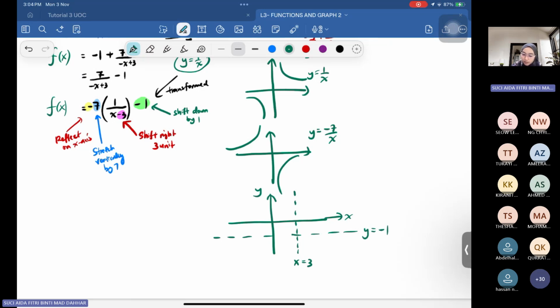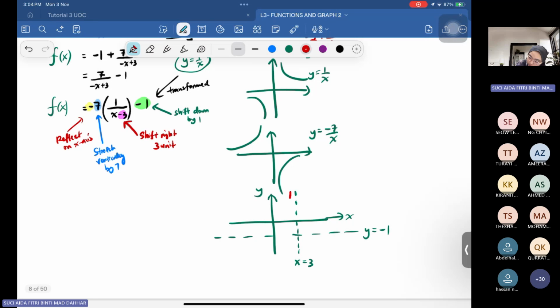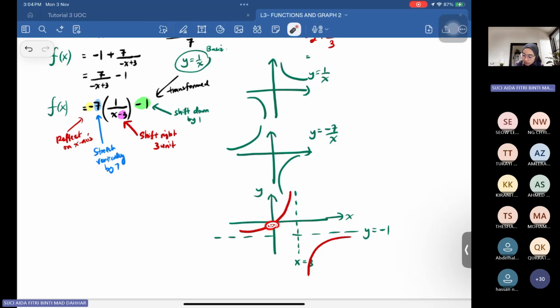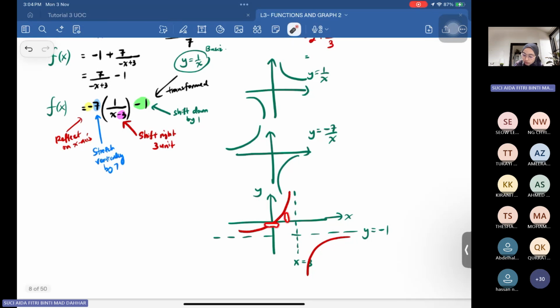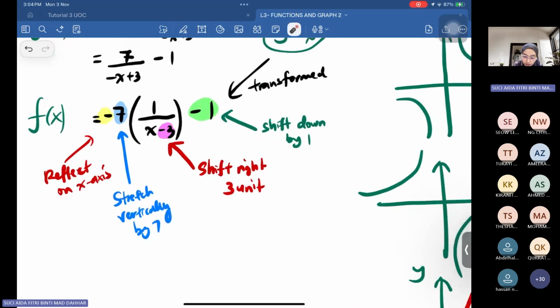Okay, so now I can draw my graph. It has been shifted to the right and down. So it will be something like this. But I need to be sure where it cuts the x and the y axis. How do I check? By substituting. If my x is 0, what would I get?